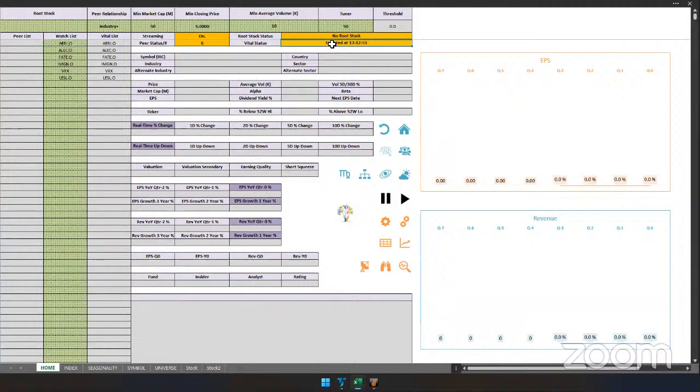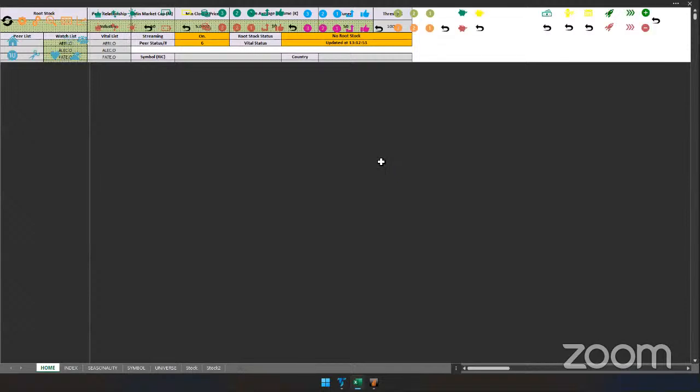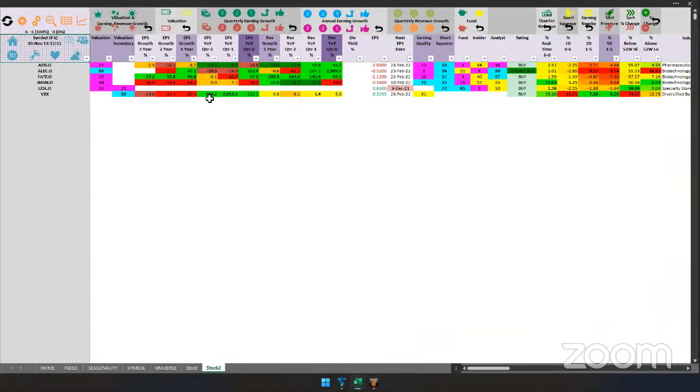Once it is updated, I will go to the stock list and look for fundamentally strong stocks. Then I may look at industry strength and finally look at charts.